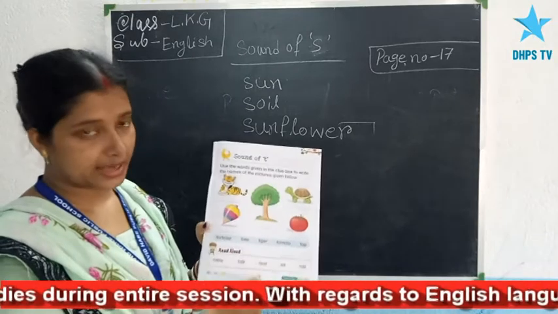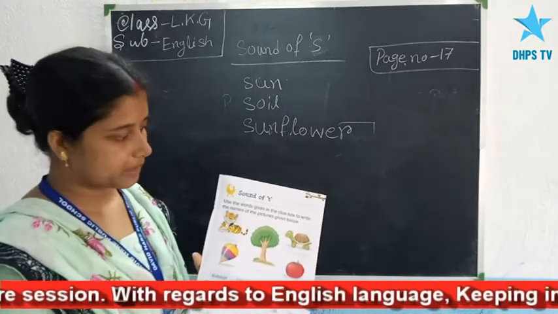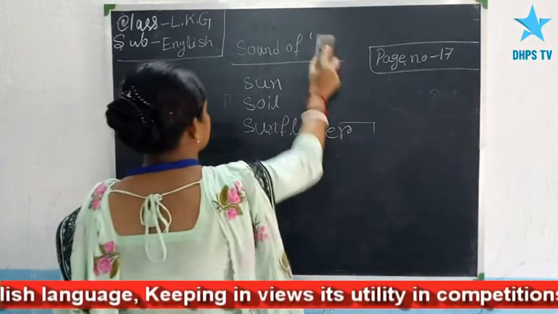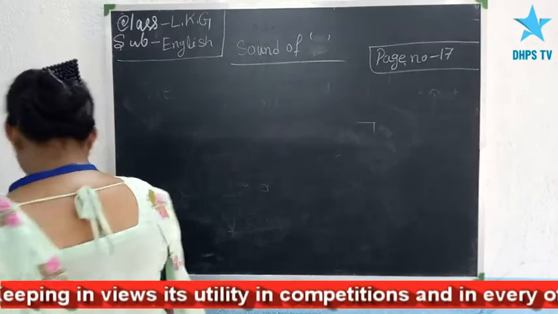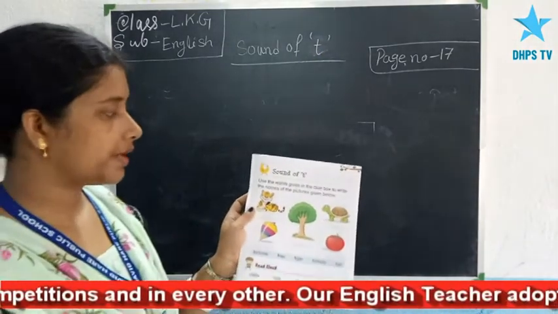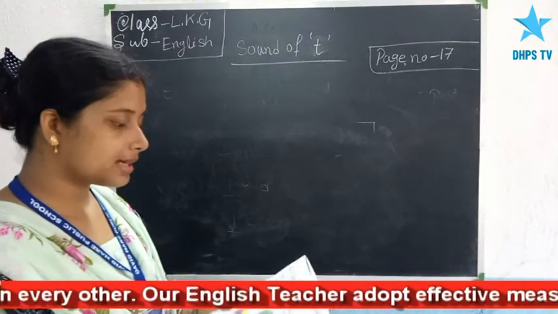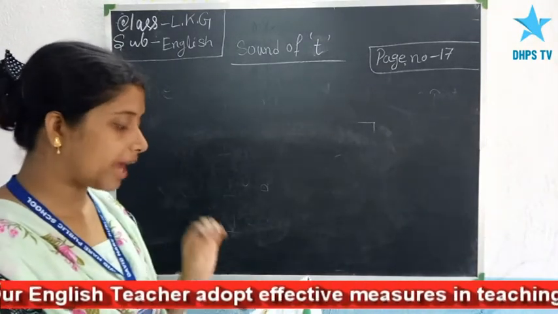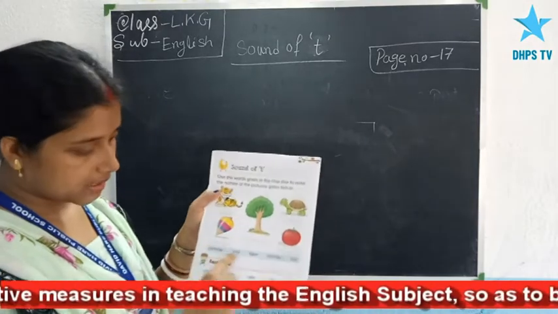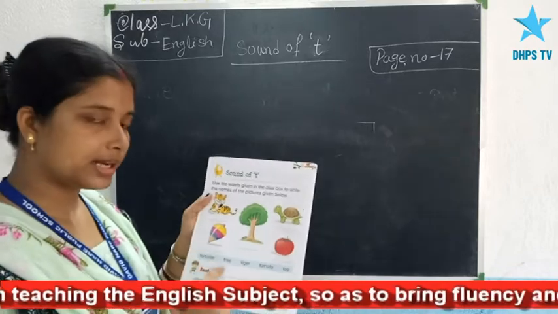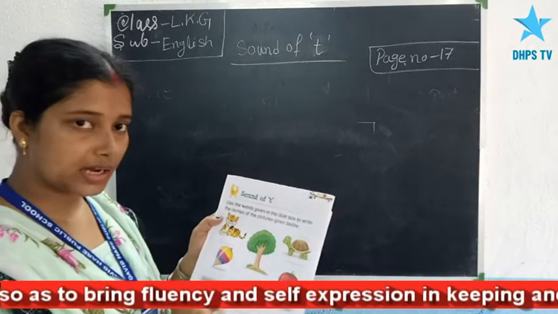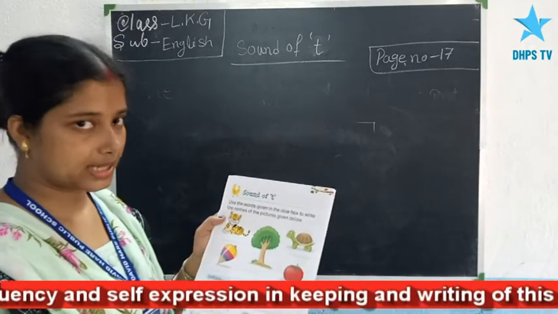Now turn to page number 25, and the letter is T. Now read the task. Use the words given in the blue box to write the names of the pictures given below. Here in the blue box, all the names have been written. You have to just recognize the picture and match the picture with the correct name.